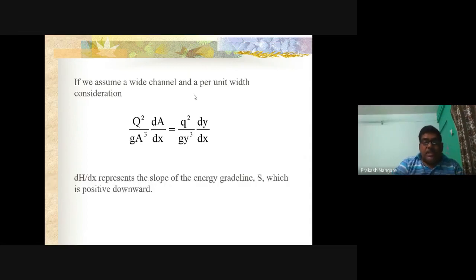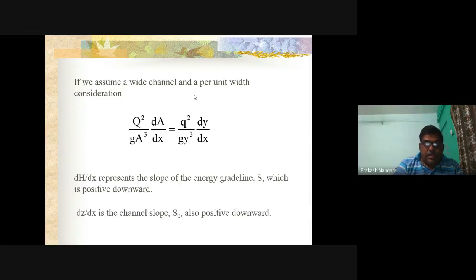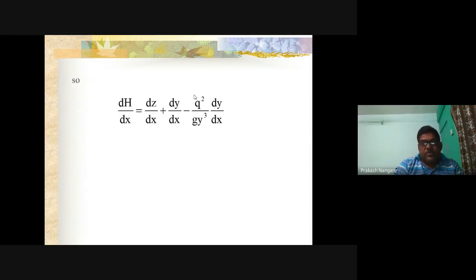So dH by dx represents the slope of the energy gradient line. If you differentiate the head loss equation with respect to x, it represents the slope of the energy gradient line, which is denoted by the symbol SF, with F as a suffix due to friction, and which is positive in the downward direction. dz by dx is the channel slope, which indicates the bed slope of the channel, which is positive in the downward direction. Therefore, substitute all these values in the earlier equation.